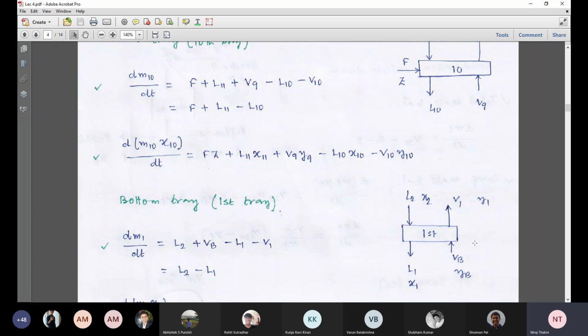Roll number 10051, Subham Kumar. Subham, are you there? Yes, sir. Tell me, what is the component mole balance equation for the first tray? Just tell me the terms here. Did you write it or no? Sir, not. You are not? I didn't write it. You write it and let me know. Okay, sir. Carry on.